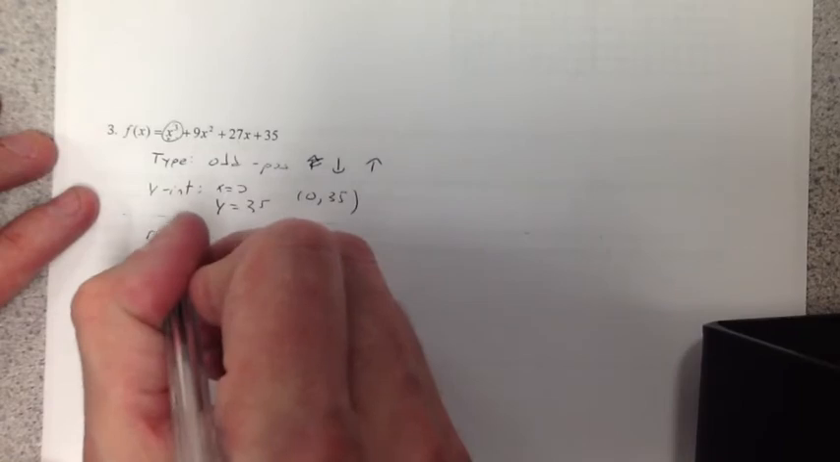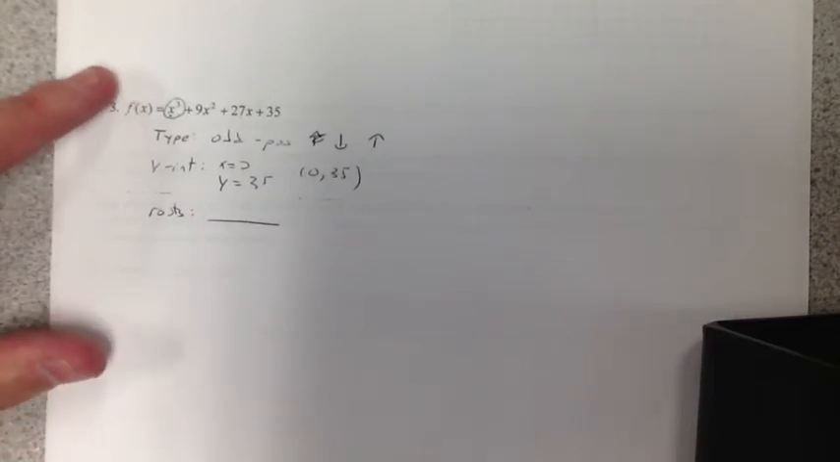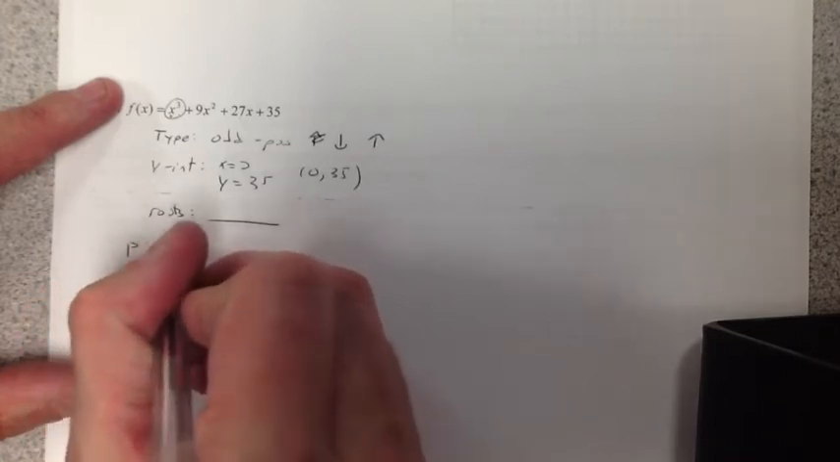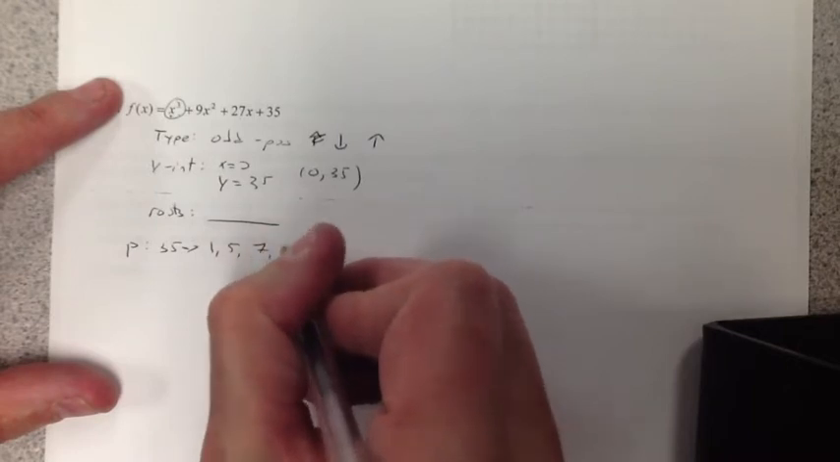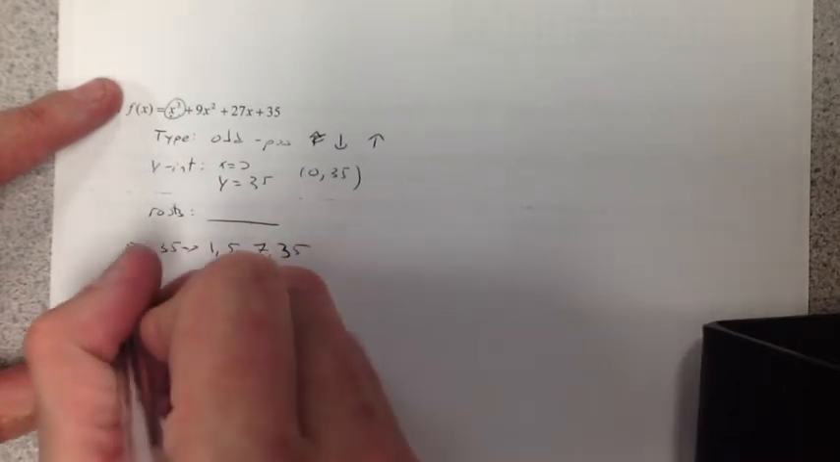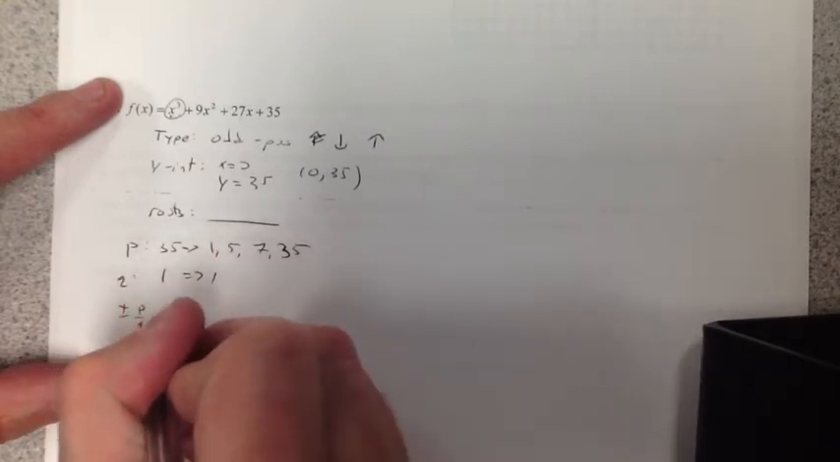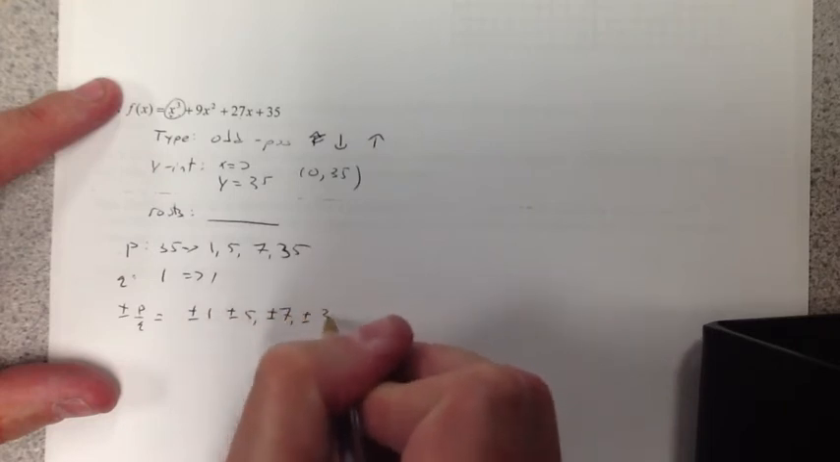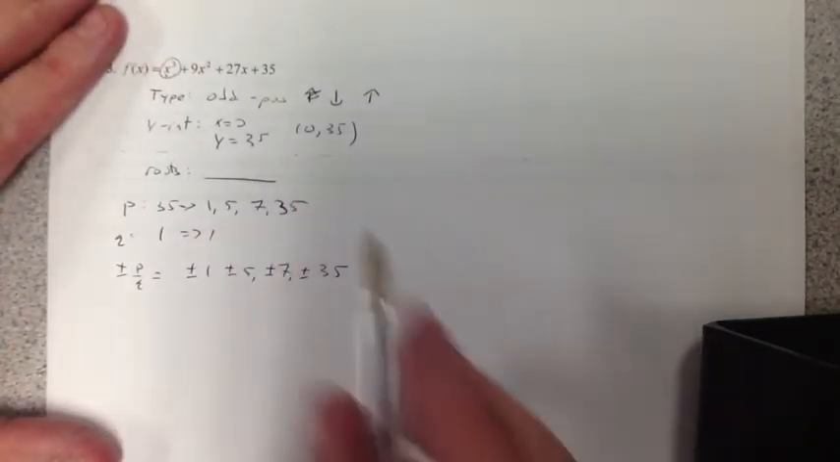And now to get the roots, we need to factor this. But unfortunately, it's just not easy to factor. So what we're going to do instead, we're going to use our p over q's. So my p comes from 35, which is the factors 1, 5, 7, 35. Our q is the 1, which is just 1. So our possibilities are plus or minus 1, plus or minus 5, plus or minus 7, plus or minus 35. And now we have to guess and check which one's going to work.